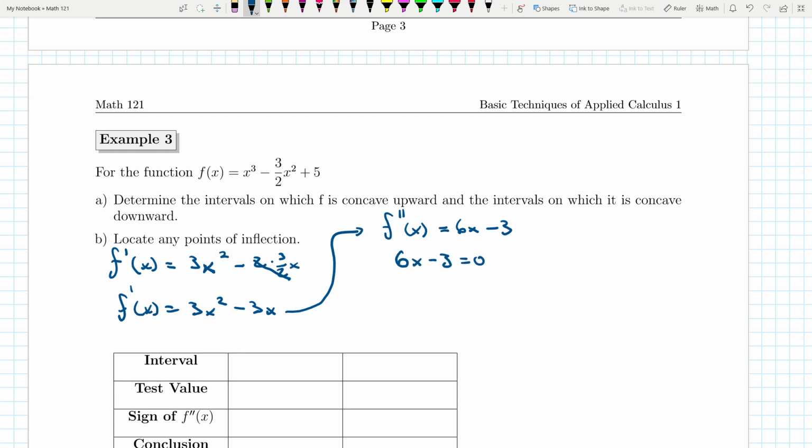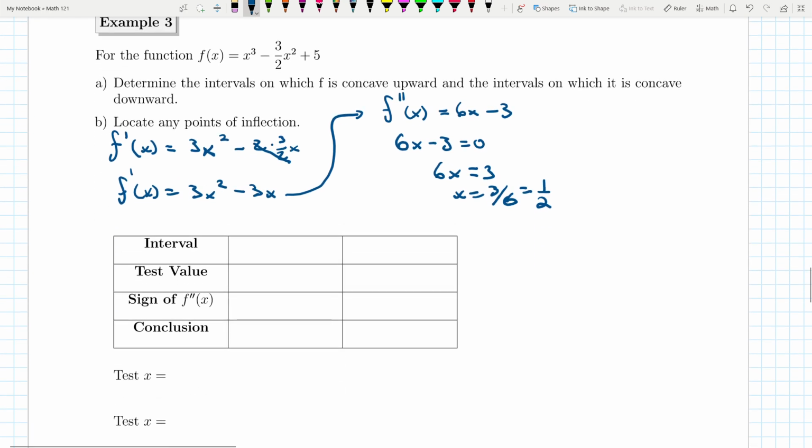And in this case, we need the hypercritical values, that is, set the second derivative equal to 0 to find the hypercritical values, and that's going to give us the values for which we will potentially have points of inflection. And we are going to look at the concavity of the function. Then x equals 3 over 6, which reduces to 1/2. So that's our only hypercritical value.